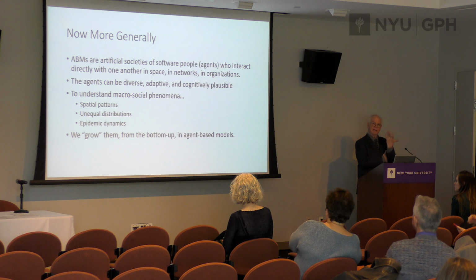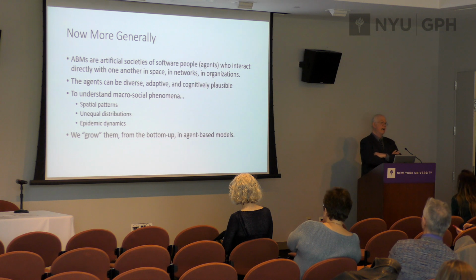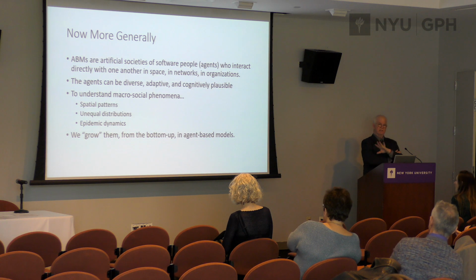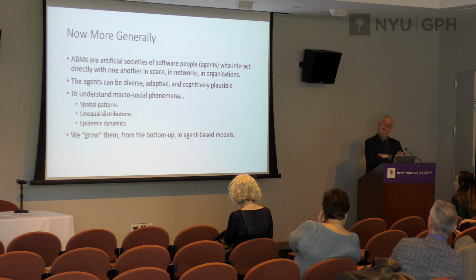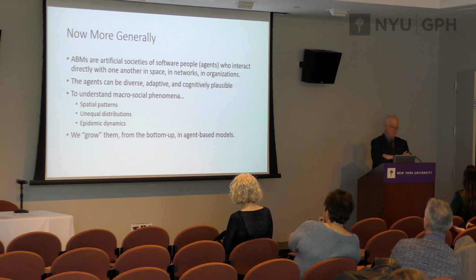More generally, an agent-based model is an artificial society of software people, agents, who interact directly with one another in space, in networks, in organizations, on landscapes, what have you. Agent-based models allow you to build populations of very diverse, heterogeneous agents. They can adapt to their conditions, and they can be cognitively plausible. They're not the canonical rational actor that you encounter in economics and game theory, which of course have their place. But in health and in behavior generally, there are well-documented departures from perfect rationality, and it's not hard to implement those in these software people, which we do.